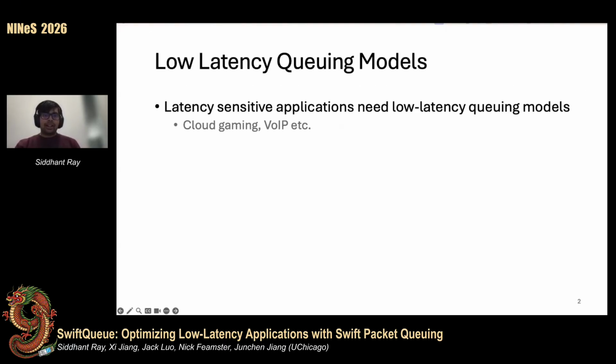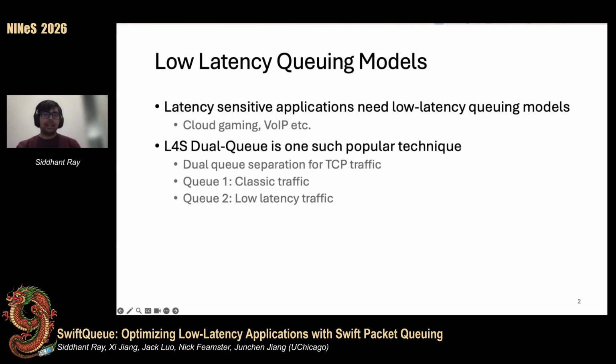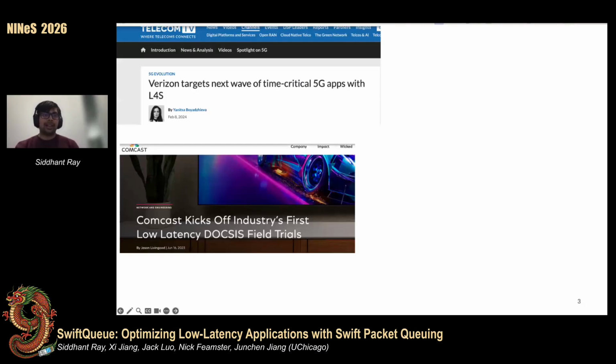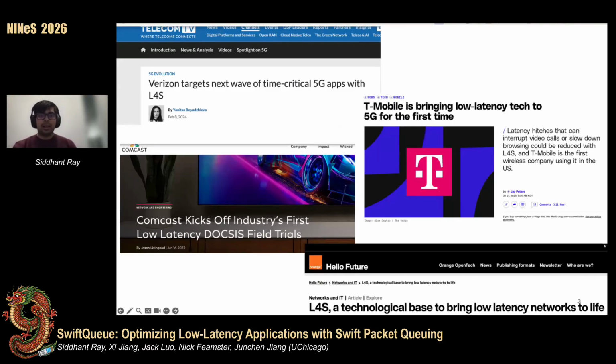Low latency queuing models. Let's start with that. Low latency sensitive applications, such as cloud gaming and voice over IP, require low latency queuing models. L4S dual queue is one such popular technique. L4S dual queue has a clean separation for TCP traffic. It has one queue, which has only classic traffic, and a second queue, which is for low latency traffic. And L4S is currently being deployed across leading telecom vendors across the world, with examples from Verizon, Comcast, and T-Mobile. This makes a promising case for L4S in use in production networks in the near future.